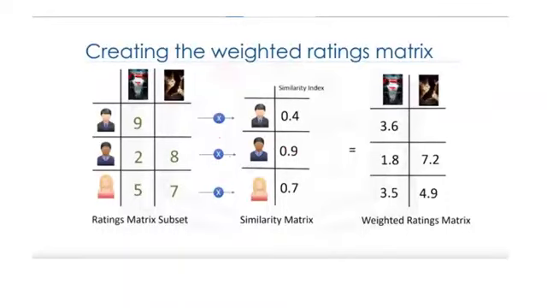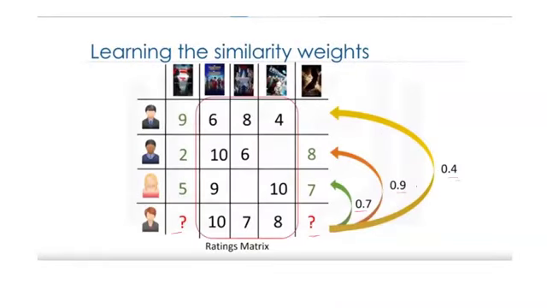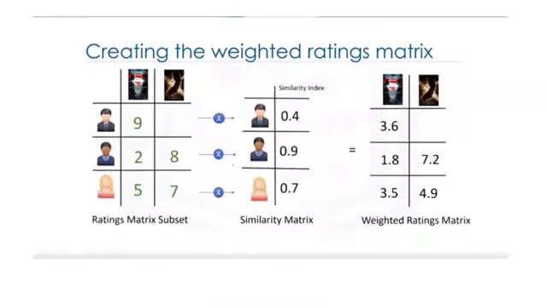Now I'm multiplying with the similarity index. Similarity is how close these users are with that particular new user, right? So this is my similarity score, 0.4, 0.9, 0.7, based on the past pattern. This is my similarity index. So this particular user is 0.4. The lower the value, the lesser the similarity; the higher the value, the higher the similarity.